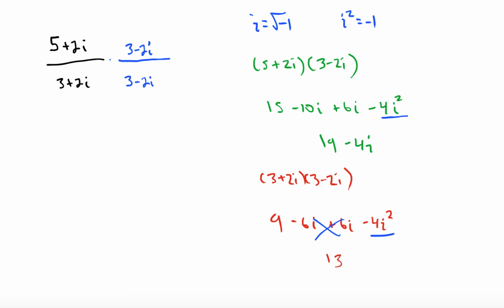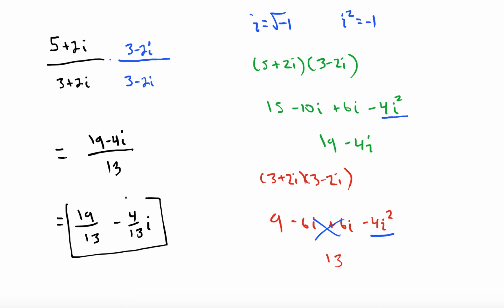So what is the final result here? In the numerator, we end up with 19 minus 4i. And in the denominator, we end up with 13. Now, technically, we could leave the answer like this, but generally, we do split it up. We split it up so we get 19 over 13 minus 4 over 13 i. So 19 over 13, that would be called the real part. And then the negative 4 over 13, that would be called the imaginary part. But this is going to be the final answer.